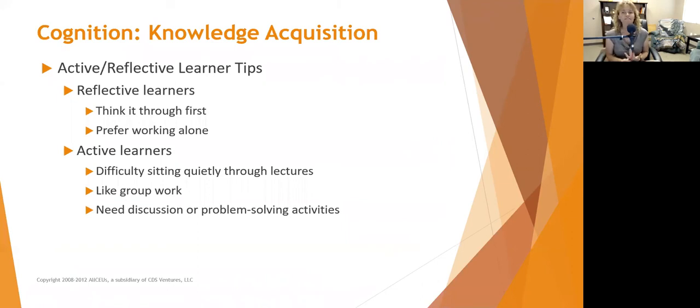Active learners have difficulty sitting quietly through lectures. So ask questions, not rhetorical ones. Give them things to say, to think about, because they want to stay stimulated. They love group work and they need discussion and problem-solving activities. You're going to have both types of people in group. So it's important to educate them, help them learn what kind of learners they are and help them figure out how they learn best.